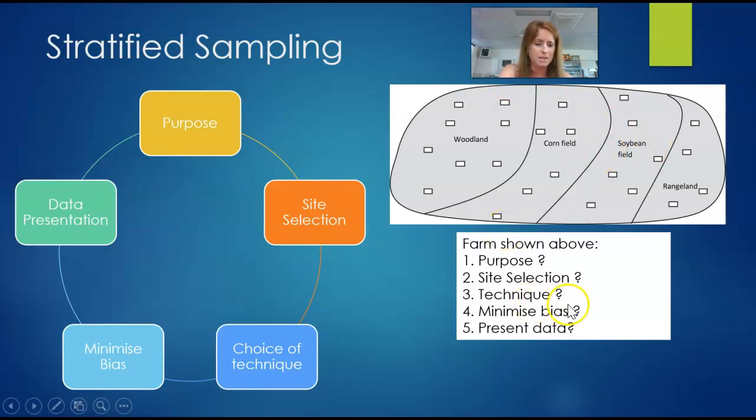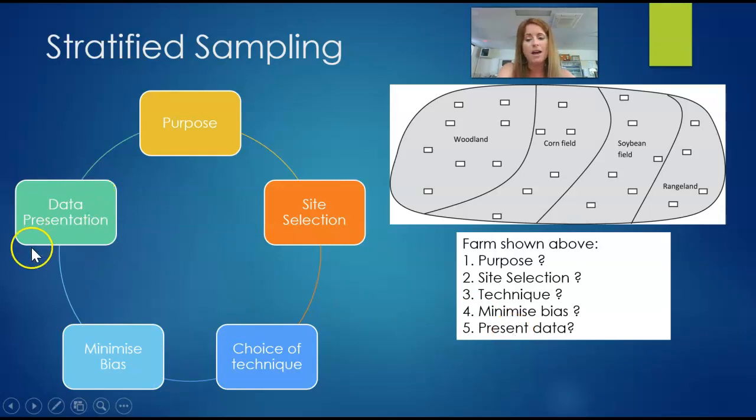Other ways to minimize bias: we use random number generators when we're doing simple random sampling. We might minimize bias by making sure that the site selection is random, but also represents each of the areas. So all of those, and there are lots of other ways that we've talked about previously about minimizing bias.